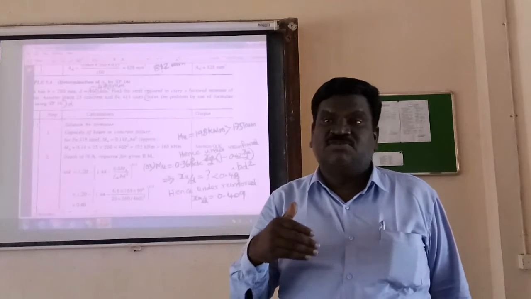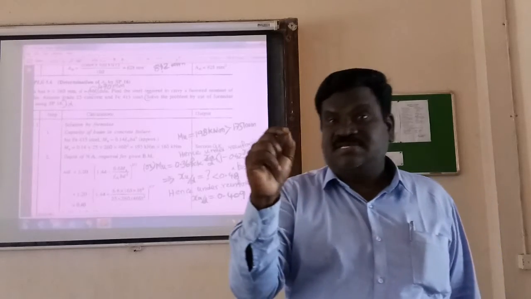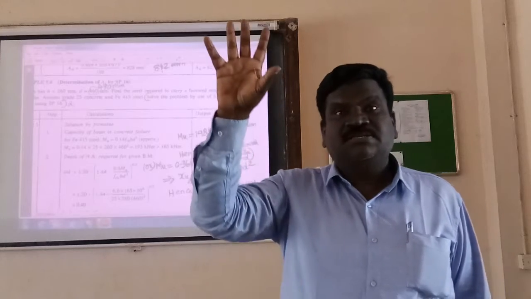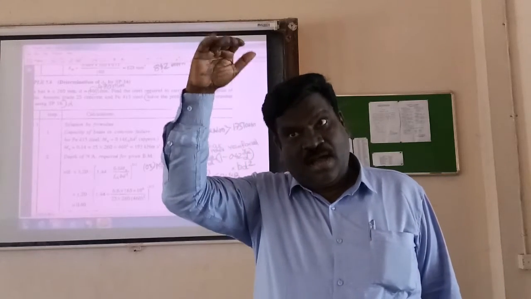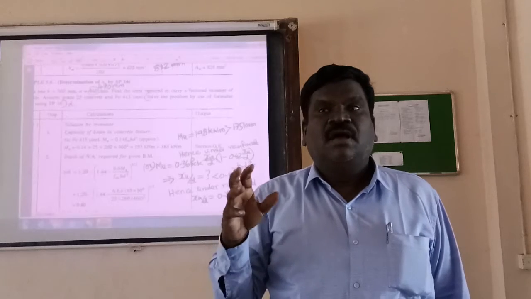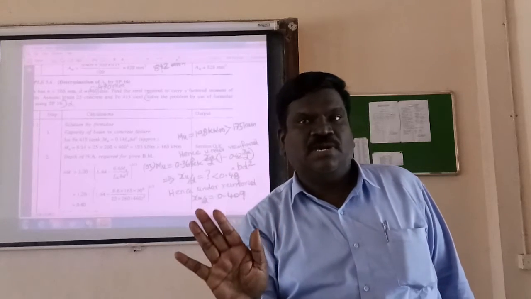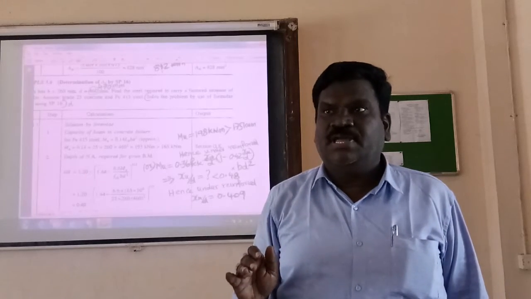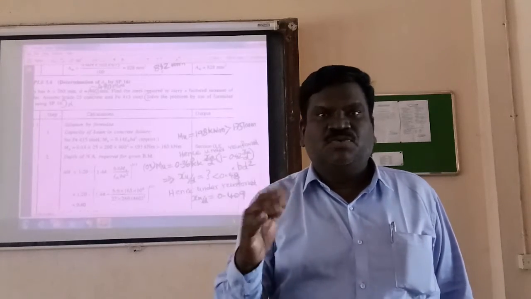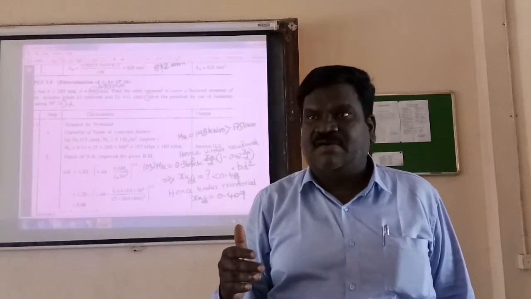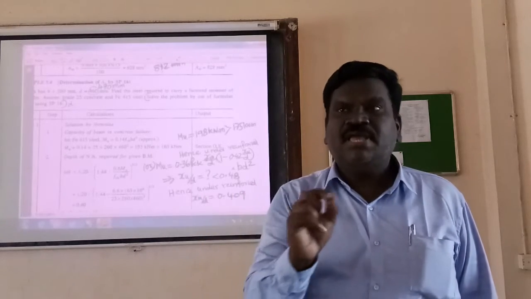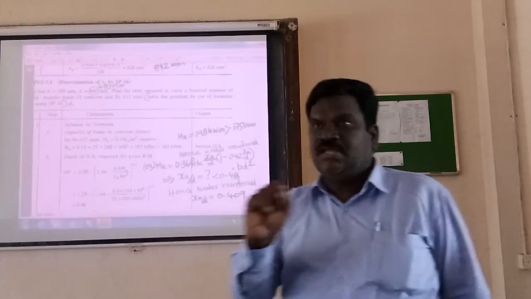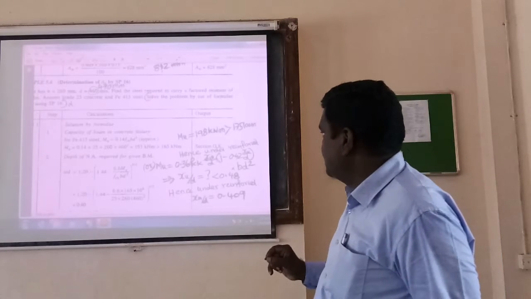Next, in the subsequent sentence you will write, hence the section has to be designed as under-reinforced. Why? Because the section has a higher ultimate moment of resistance, but it has to resist only 170 kN/meter. It means the steel has to yield first. The section should attain its ultimate limit state by yielding of steel. That's why it has to be designed as under-reinforced. That also you have to write.